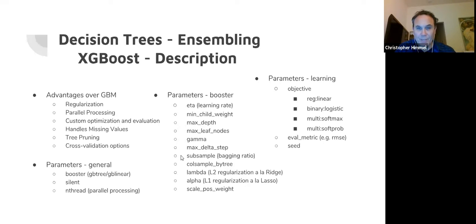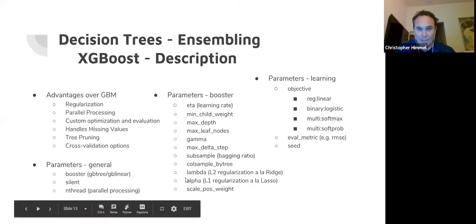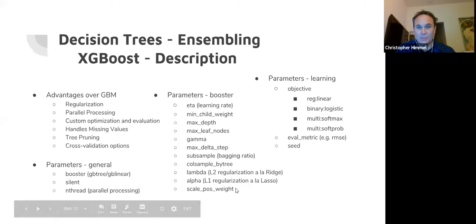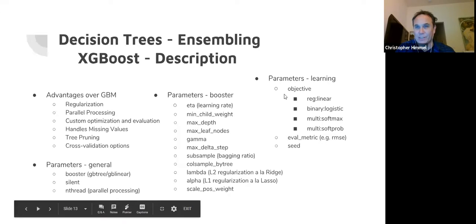So subsample, so if we're going to do bagging with our weak learners, then here's where you would specify that. Number of column samples by tree, I'm not familiar with that one. Lambda and alpha, these are the ratios of L2 regularization, using the ridge method, or L1 regularization, which is lasso, that's alpha. Scale POS weight. So yeah, I'm not sure what this one is either.